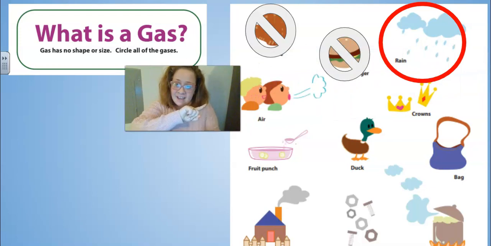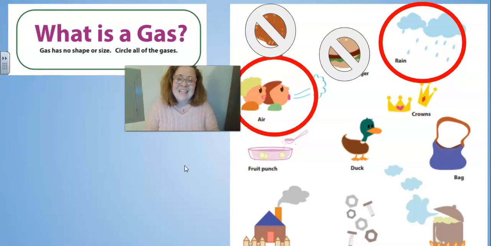Air. Is air a gas? Yes or no? Yes, that big red circle means that air is a gas. The air around us has no shape or size. Air is a gas. Great job. All right, let's see which one is next.